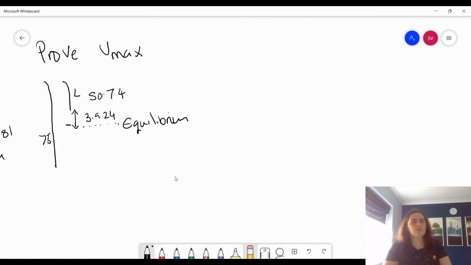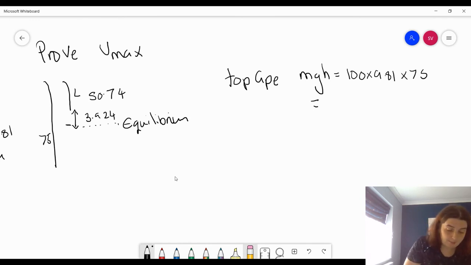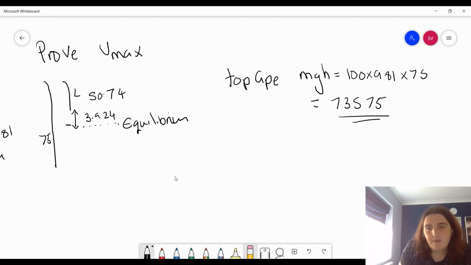So at the top, the GPE I have is mgh, which is 100 times 9.81 times 75. This is the total amount of energy that is in my system at any one point, and that is going to be 73,575.